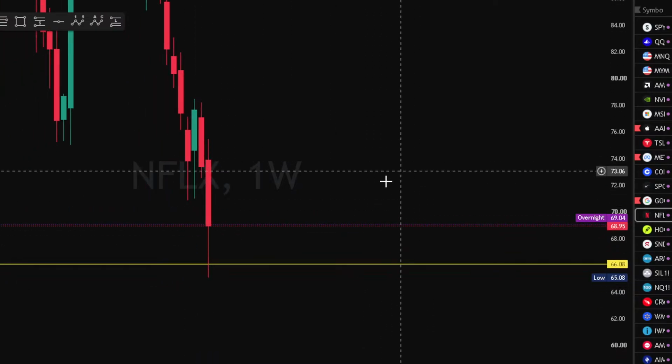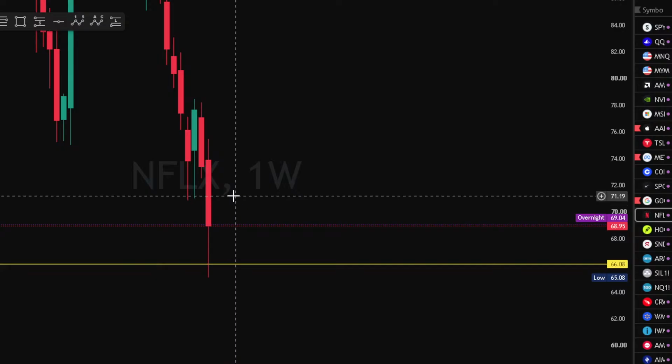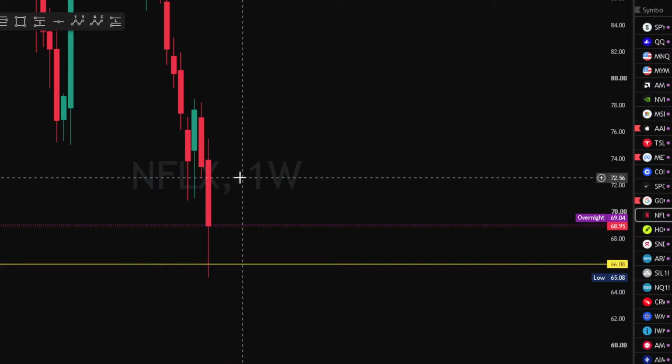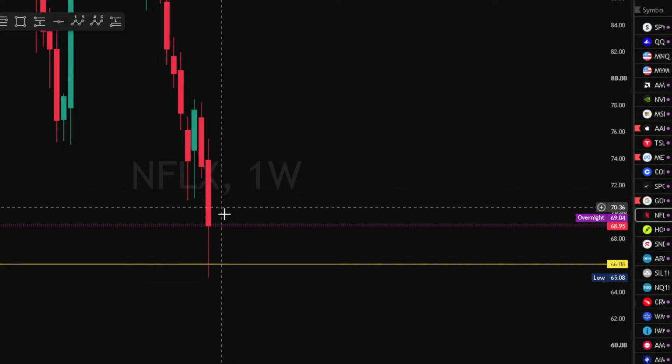Okay, so if you look for shorts, I'm looking for a pullback first. Maybe even try to clear this gap up. You never know, and then try to drop. But bearish on that weekly. That's pretty much the weekly. We just gotta figure out which direction it's going.